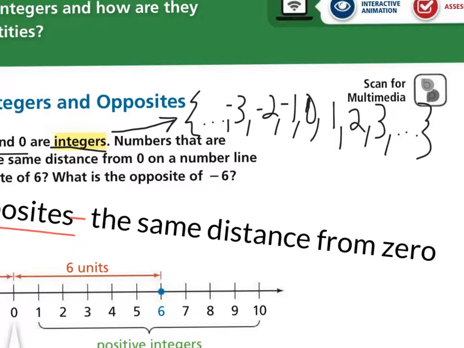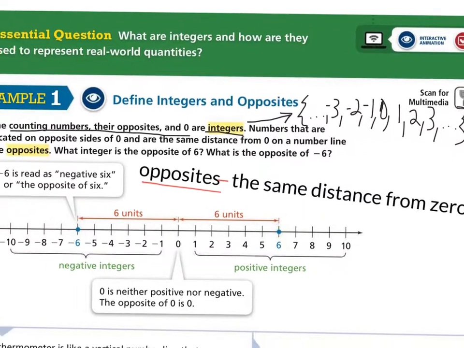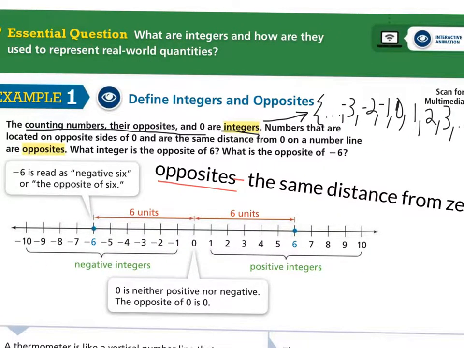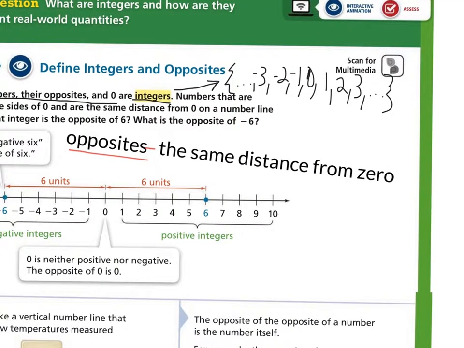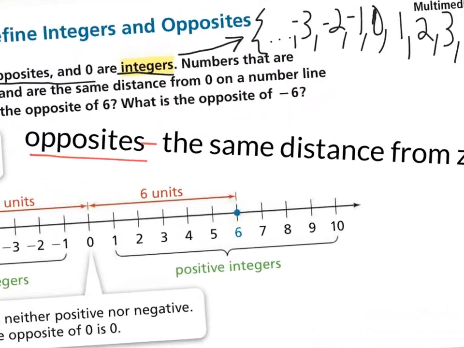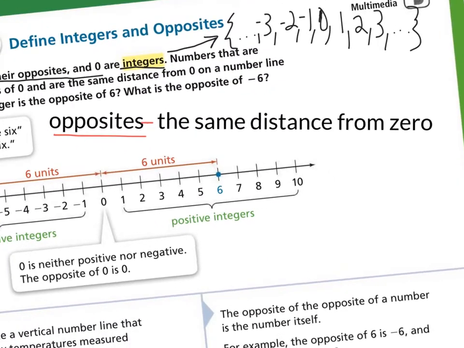Okay. And obviously if we keep going, like -1,000,000 would be an integer. Positive 5 billion would be an integer. Okay. So those are integers. Another thing we can talk about here is opposites. And opposites are the same distance from 0. So if you think about on a number line, they're the same distance from 0.